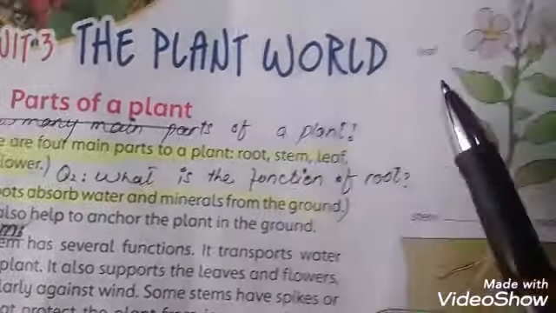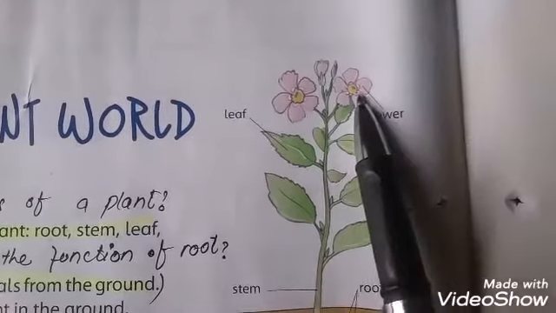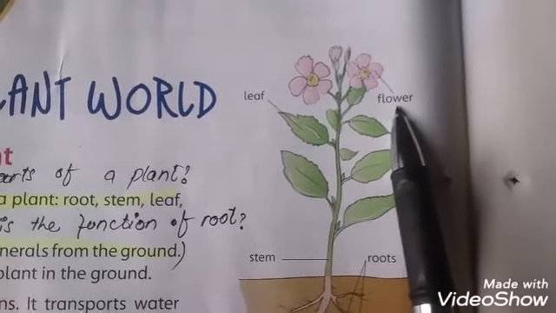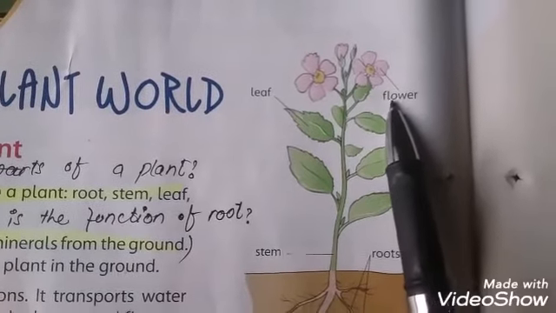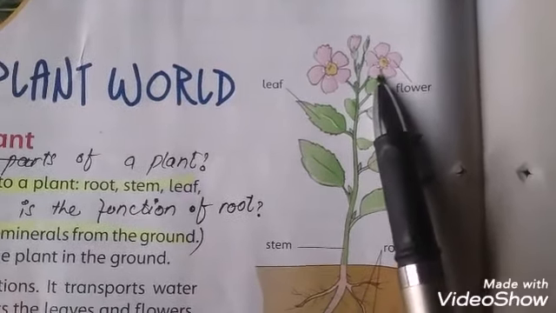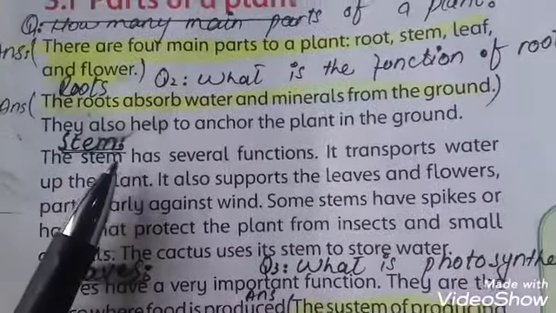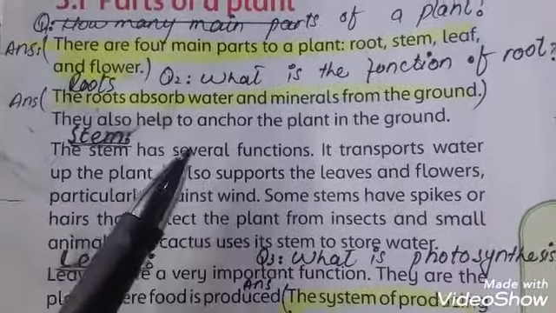And the last one is flower. It is the reproductive part. You all know that we love flowers. All the human beings love flowers with different colors, and this is the reproductive part of a plant. Dear students, now I am going to discuss these parts of a plant in detail.